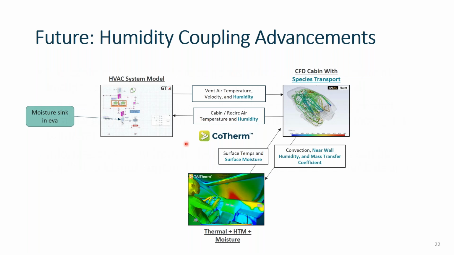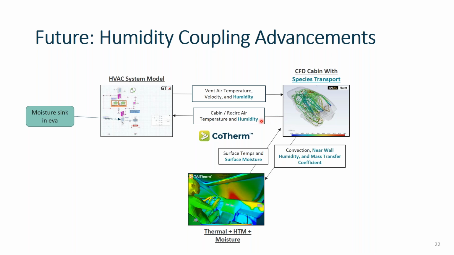In terms of the future, here at TAI, we're definitely interested in advancing this humidity coupling simulation workflow. And one of the ways is, if you recall, we were previously using a 1D cabin in GT to track our moisture. So one of the main ways we can improve this is to solve for the local humidity within the cabin, and also the local humidity that's entering and leaving the cabin. Right, so introduce species transport into our CFD model. So we're tracking locally now our humidity within the cabin.